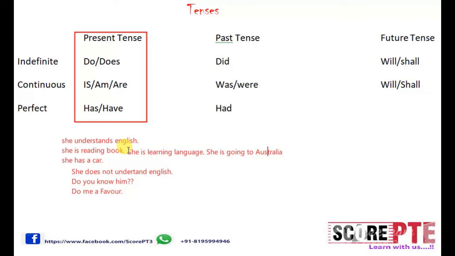So these are the forms of is, am, are, which is the continuous form, meaning that the work is going on, it's not completed. "She is reading book" means she is continuously reading the book. "She is learning language", she has not completed her task of learning language. "She is going to Australia." Okay, "She has a car" is representing present perfect tense: has, have.